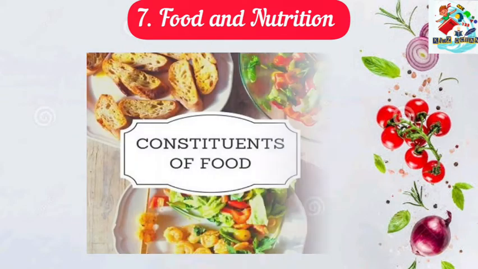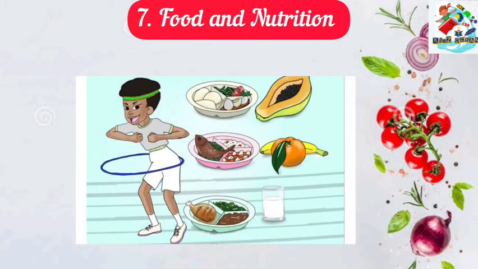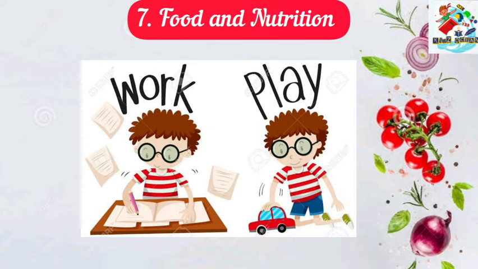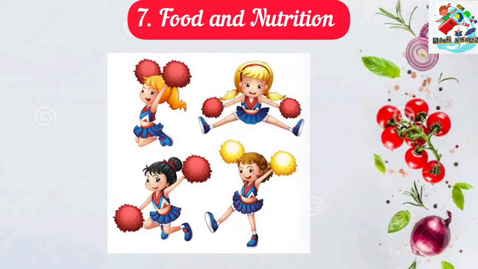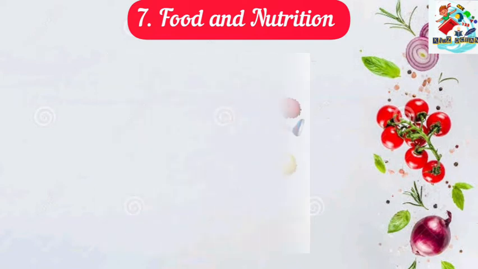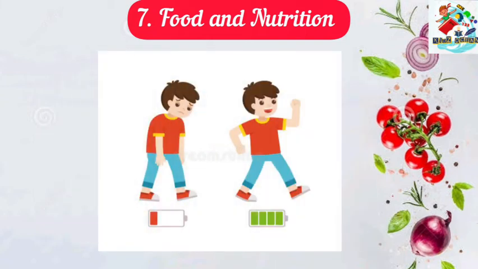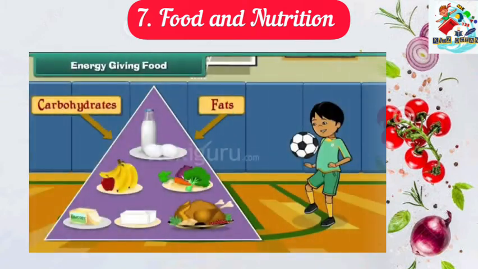Now let us learn how the constituents of food help us. Food constituents give our body the energy it needs. We work or play all day long. Also, work like respiration and digestion of food goes on continuously inside our body. The body needs energy for all this work. Food constituents help our body to grow. They also help to repair the wear and tear of our body that takes place in everyday work. They also help to nourish our body. They help to create a store of substances that give energy to our body.